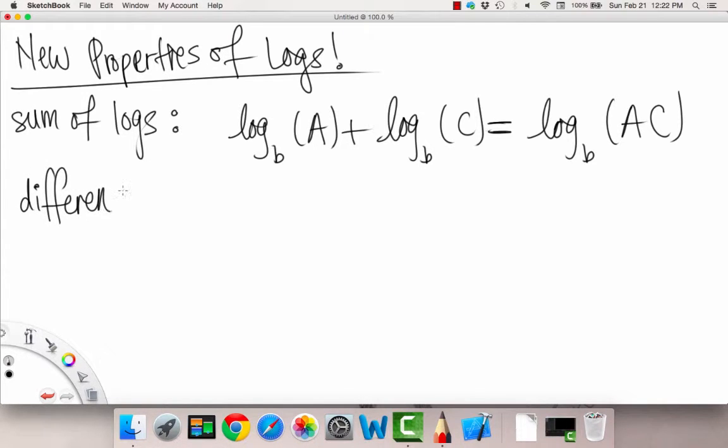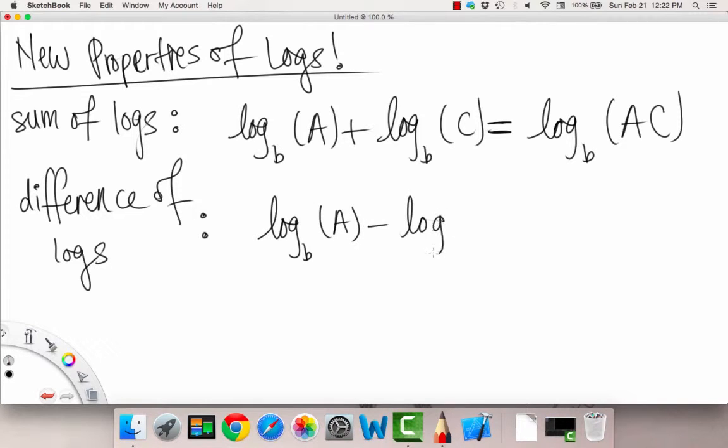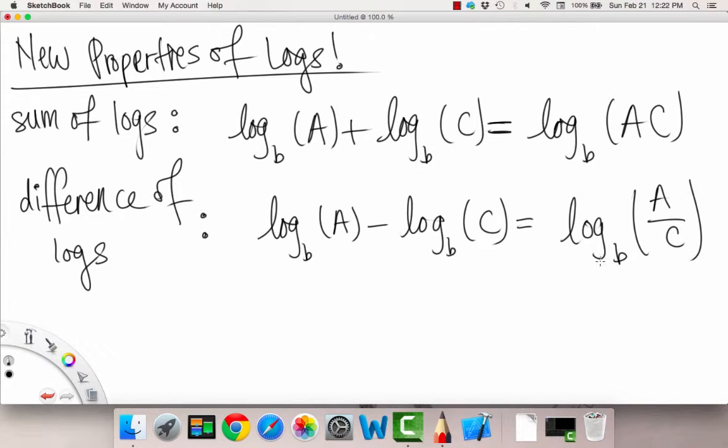Difference of logs. This one's a little bit different because now we have a difference: log base b of a minus log base b of c. This is a different property. When you have a minus sign in between, I'll just write down the rule here and then I'll explain why this is true. This is like saying log base b of a over c.